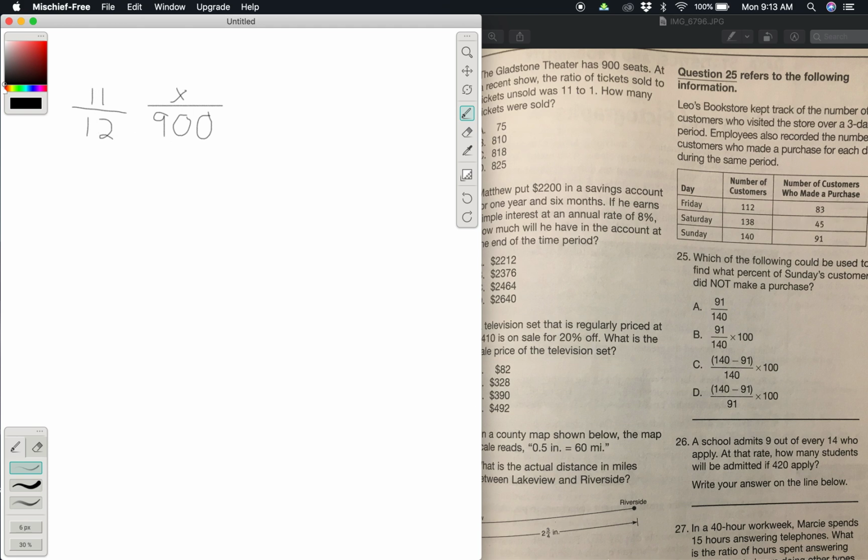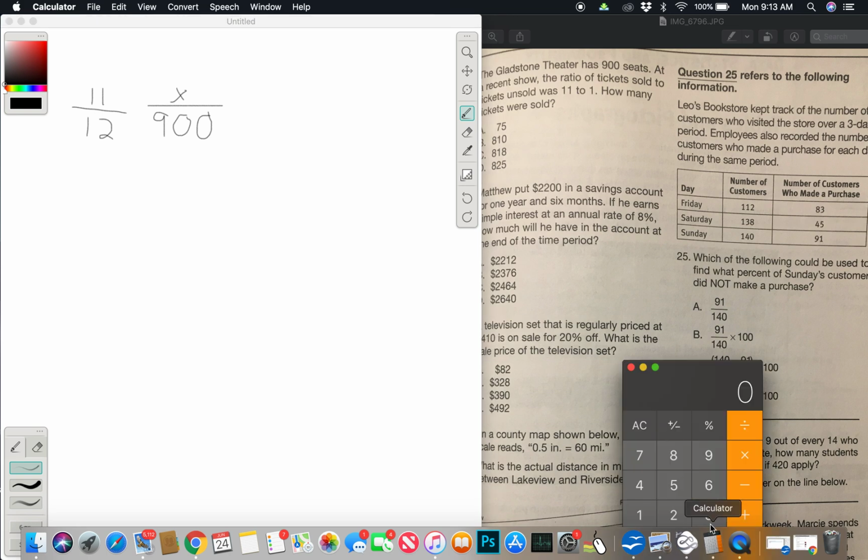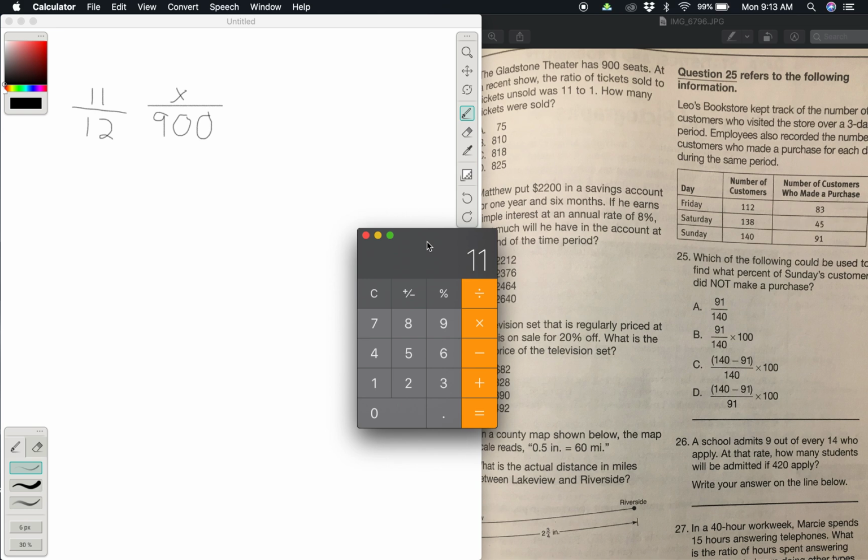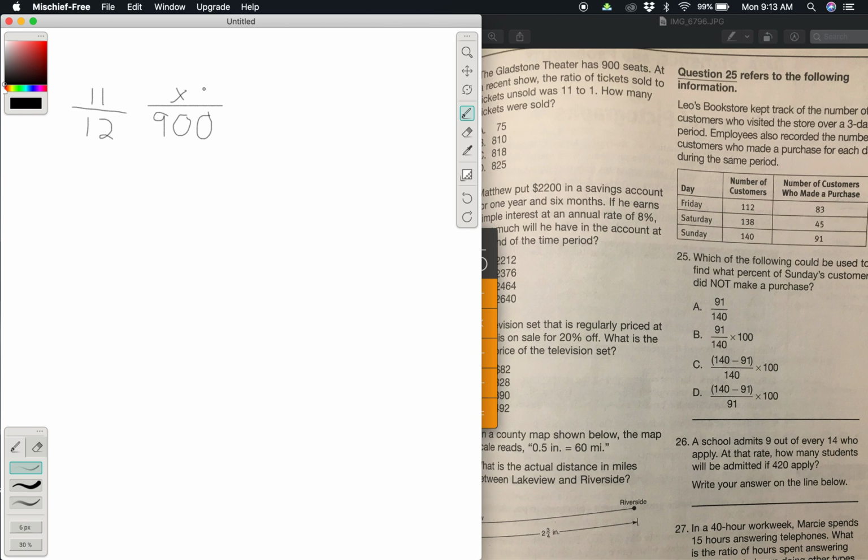So 11 times 900. We're using the calculator here, by the way. 11 times 900, then divided by 12 equals 825. So x equals 825. Out of the 900 seats, 825 seats were filled by tickets sold.